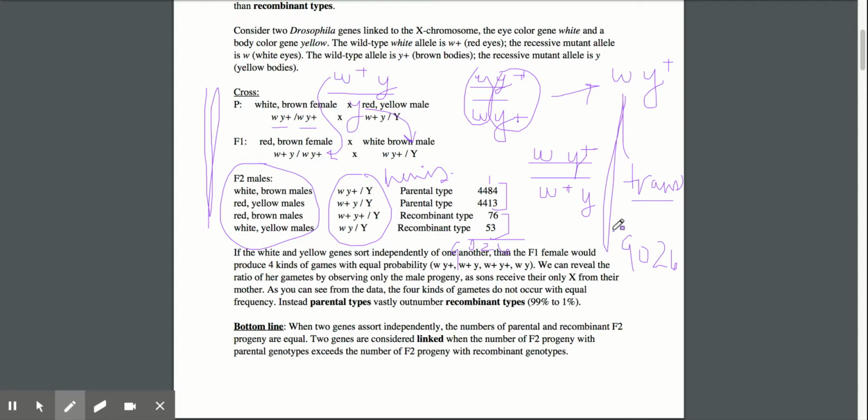So I would calculate: I have 129 recombinants. I have 9,026 total number of the offspring or gametes that I've looked at, times 100. So if I do that calculation, let me see if they've done this calculation if I go down.